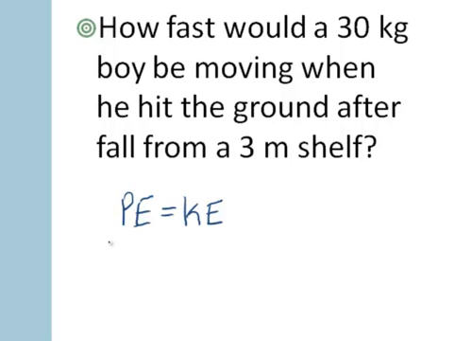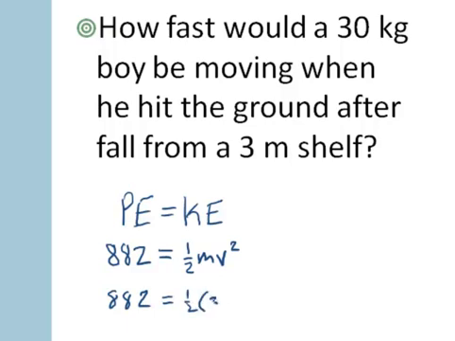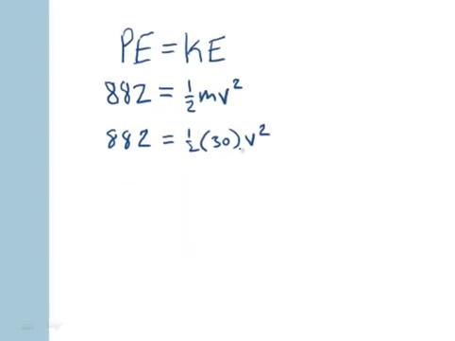Now, we just calculated the amount of potential energy he would have on the shelf. That was 882. And let's use the kinetic energy formula, 1/2 times m times v squared. And we're trying to figure out the speed. We know the mass, and you can see with this equation, it's actually very quick to calculate. 1/2 of 30 times v squared. Half of 30 is 15.